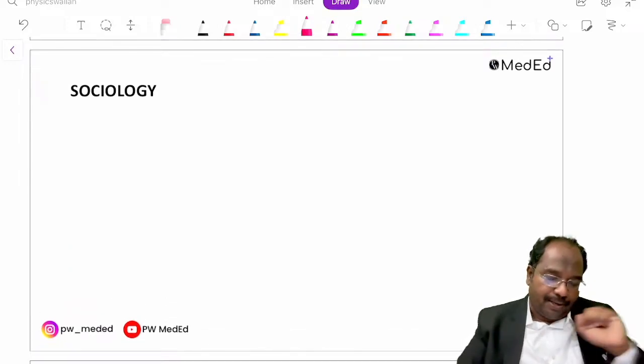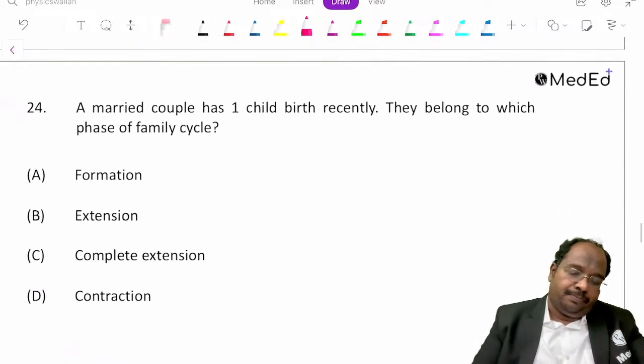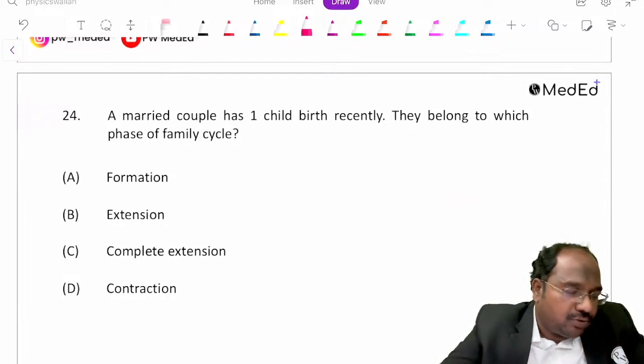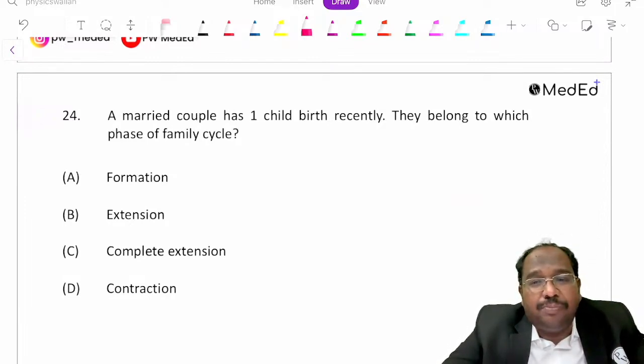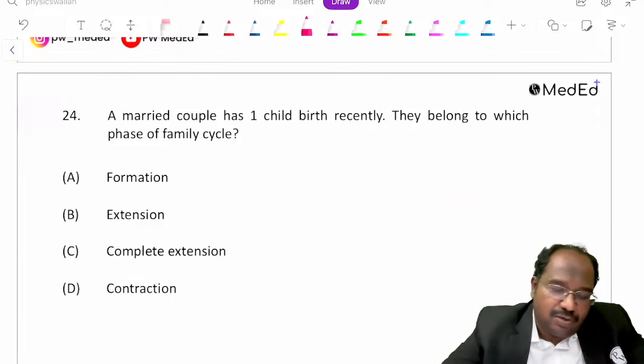We'll go to the next topic, sociology. You are getting 1 or 2 questions from this topic. To my knowledge, the most important areas for your exam are demography and communicable disease, which we will see tomorrow. There are 10 to 12 questions from these 2 topics alone.